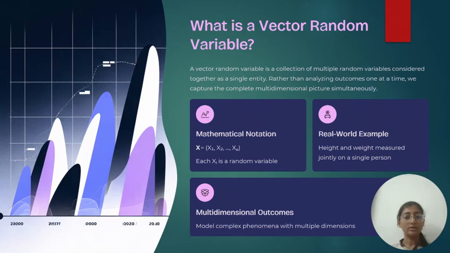Mathematical notation: X equals X1, X2, and so on, Xn. Here, each Xi is a random variable. A real world example is to check height and weight measured jointly on a single person. Multidimensional outcomes: model complex phenomena with multiple dimensions.